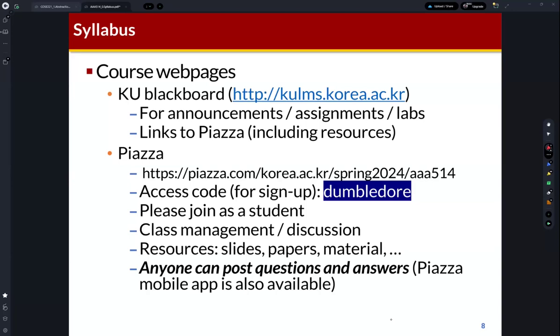So on Piazza, you can post questions. The problem is that I may be very busy, so I may not post the answers immediately for your questions, but I'll try. Okay, so this is Piazza, where you can join as a student using this access code. The access code is "Dumbledore who is him."